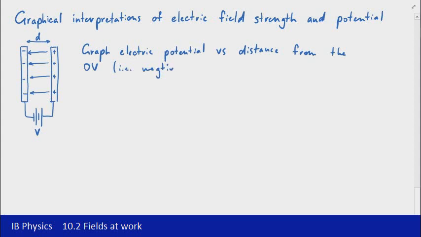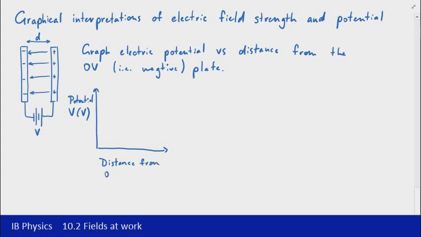So when we graph that relationship, because it's a uniform field, what we will see here is a directly proportional relationship. So if we have the potential on the vertical axis, so that's the value V, and it's measured in the units of volts, and across the horizontal axis we've got distance from the 0 volt plate. And that's the quantity D, and that's measured in meters.